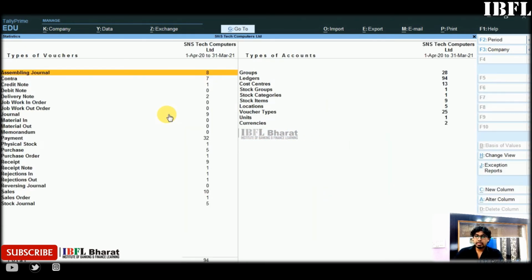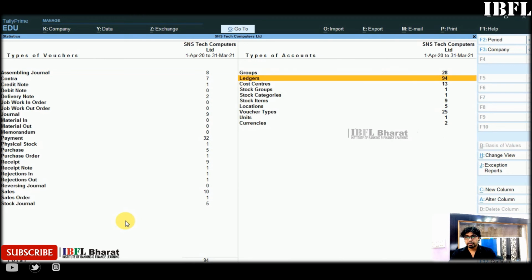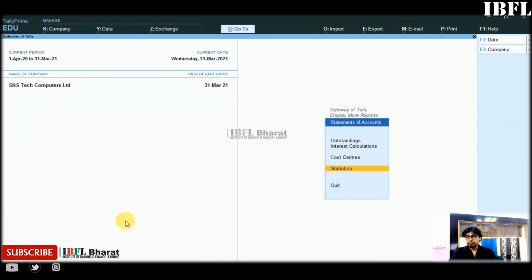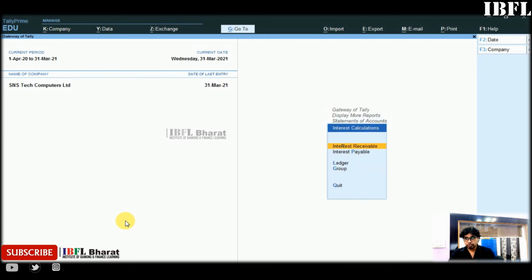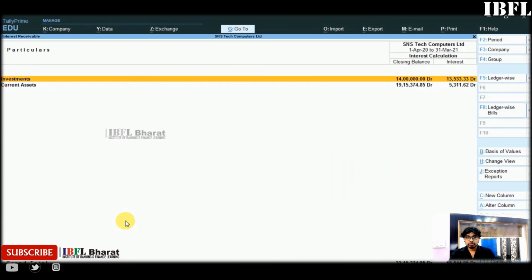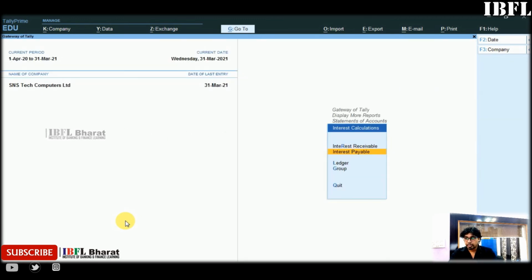After this we will show you the statements of account, in which we will show you statistics also. In statistics we are able to see how many journal vouchers, how many contra vouchers, how many credit notes we had punched, how many sales, how many purchases, and how many sales order vouchers we have punched. So all these things we can see here, how many groups and how many ledgers have been prepared. Here is the interest calculation, how much interest is receivable and how much is payable.